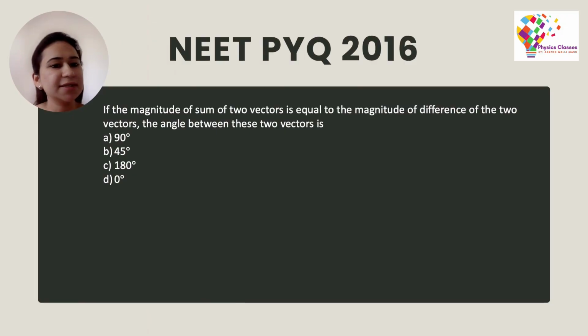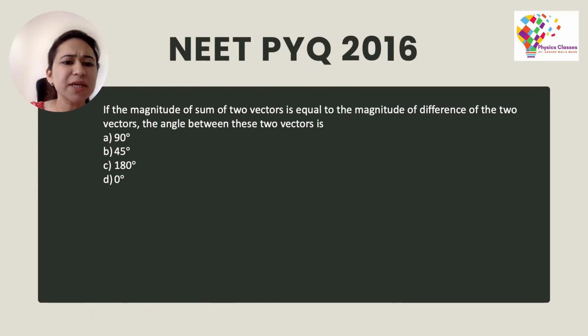Since we know everything about the vectors now, therefore let us try to solve one of the PYQs here that's related to vectors. It says that if the magnitude of the sum of two vectors is equal to the magnitude of the difference of the two vectors, the angle between these two vectors is. So let's say that we have a vector P and we have a vector Q. If I add these two, then their magnitude has to be equal to the magnitude of the difference of the two vectors.